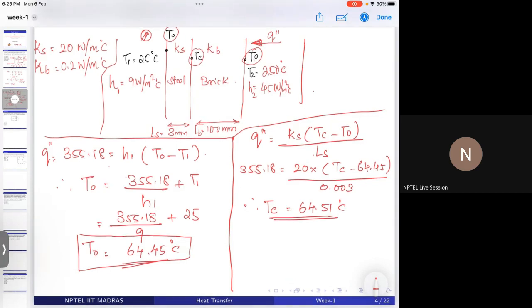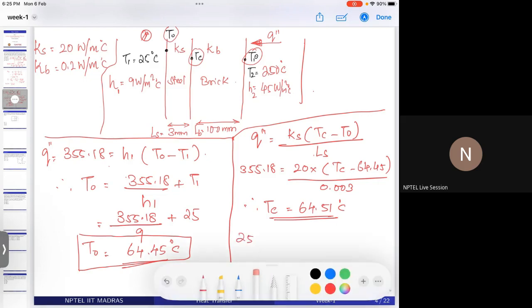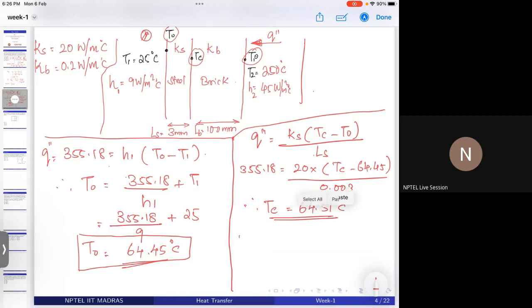Okay, now the same you can apply. Either you can equate the conduction across this brick, or you can equate the convection at the inner side. So we know the heat flux, 355.18, will be equal to H2 times (T2 minus Ti). We know H2, it's already given, 45. T2 is already given, which is 250. Ti we need to find out. Can you please calculate and say what is Ti? So 242.11.